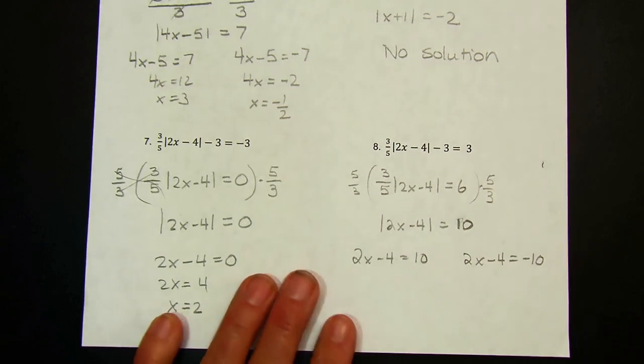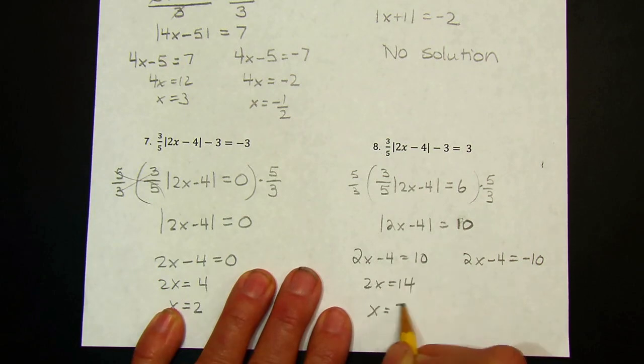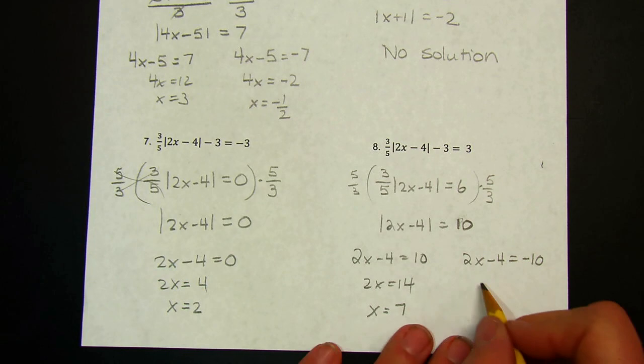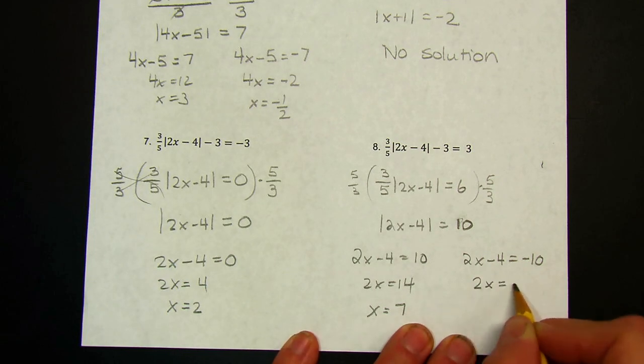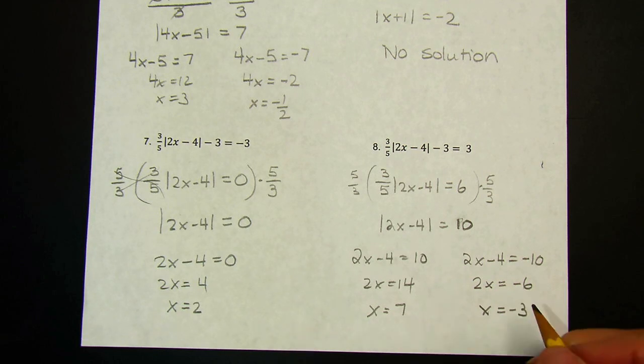Okay. And 2x minus 4 equals negative 10. Okay? And when you solve this one, 2x equals 14. So x equals 7 was one of your solutions. And on the other side, 2x equals negative 6. So x equals negative 3 was your other one. Okay? All right. What do you think?